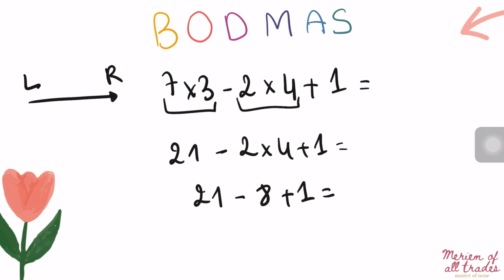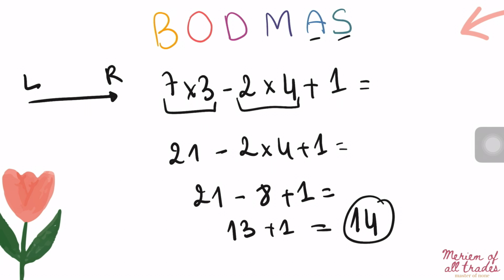And then we have 21 minus 8 plus 1. Again, in this expression, we have subtraction and addition, which I usually call best friends. In this case, for subtraction and addition, you start with whatever comes first. 21 minus 8 is 13, plus 1, and this expression equals 14. This is the first practice, which is a little bit easy, and then we're going to upgrade.